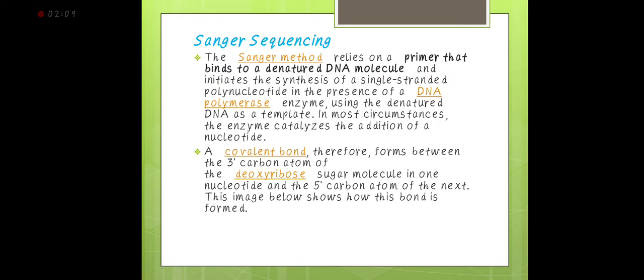A covalent bond therefore forms between the 3' carbon atom of the deoxyribose sugar molecule in one nucleotide and the 5' carbon atom of the next. This image shows how this bond is formed. First, guanine, and this condensation reaction, and next the phosphodiester bond.